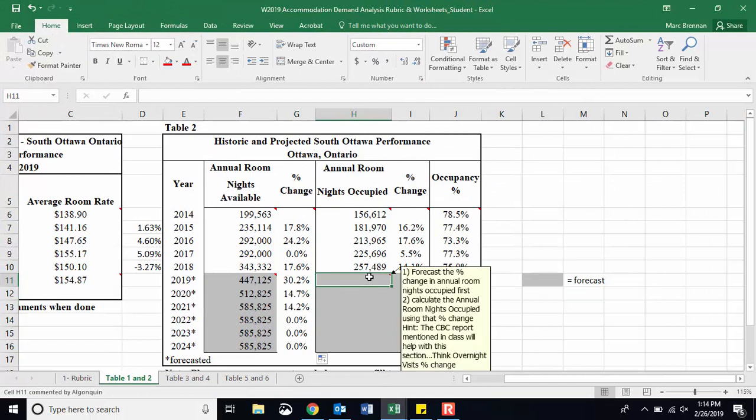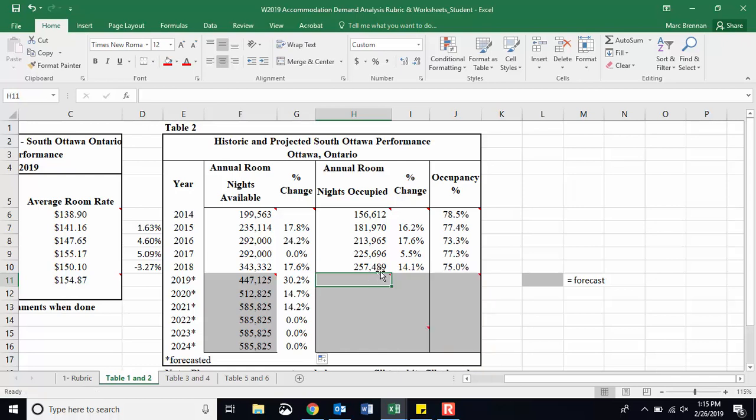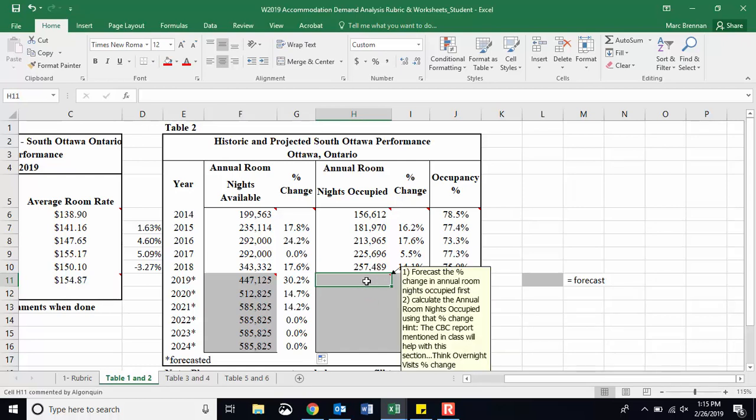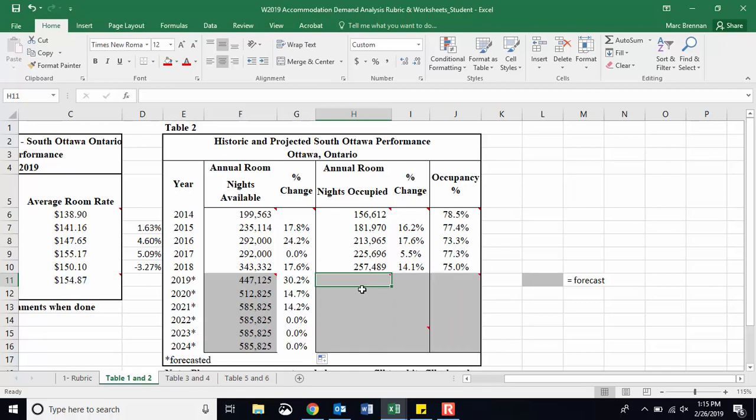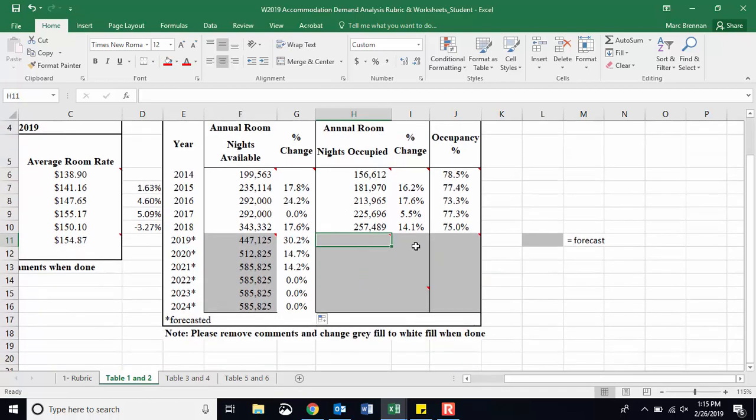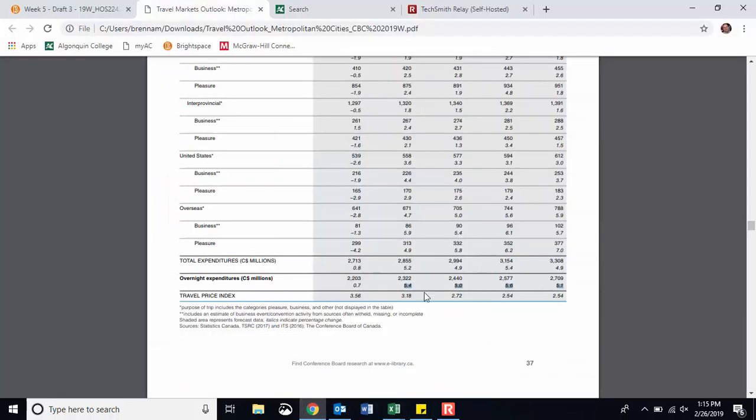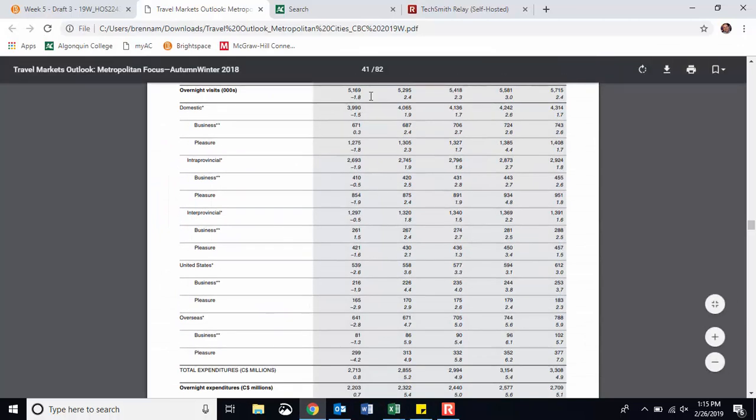Now, forecast the percentage change in annual room nights occupied first. Calculate the annual room nights occupied using that percentage change. Hint, the CBC report mentioned in class will help with this. Think overnight visits percentage change. So if we go back, overnight visits are slated to change by 2.4, 2.3, 3, and 2.4. So I'll just bring this over to the side.